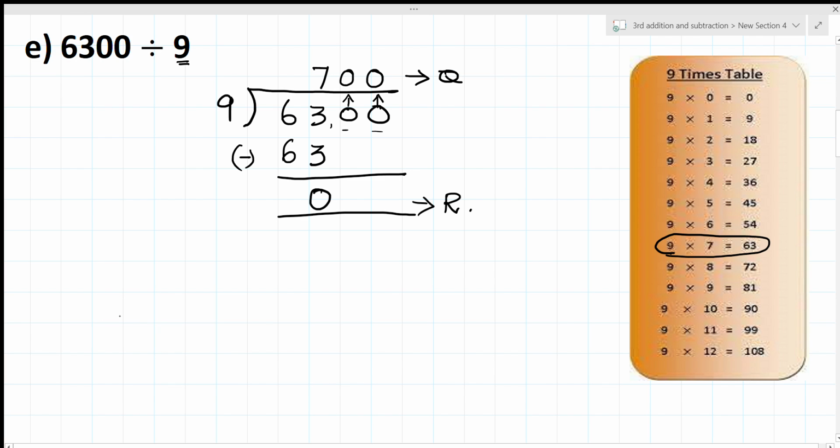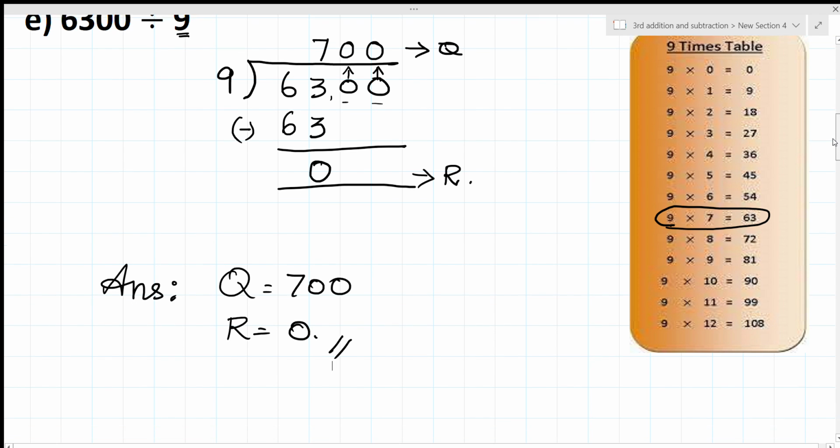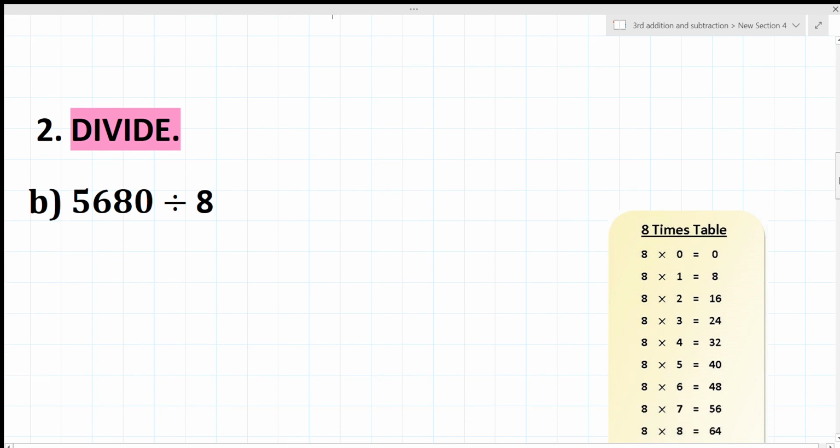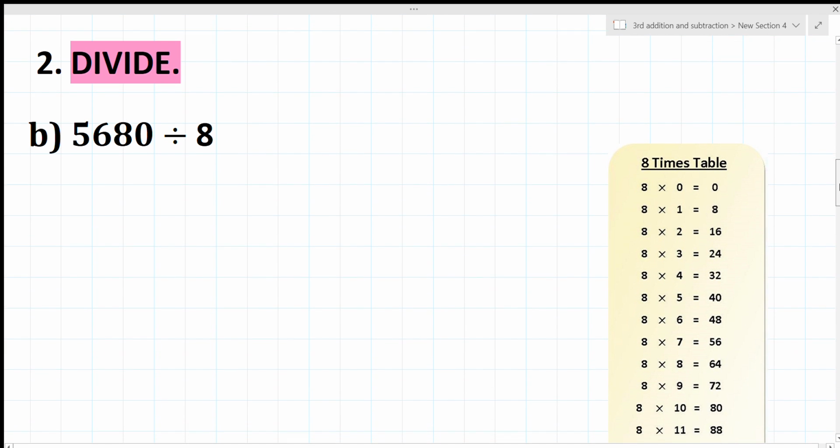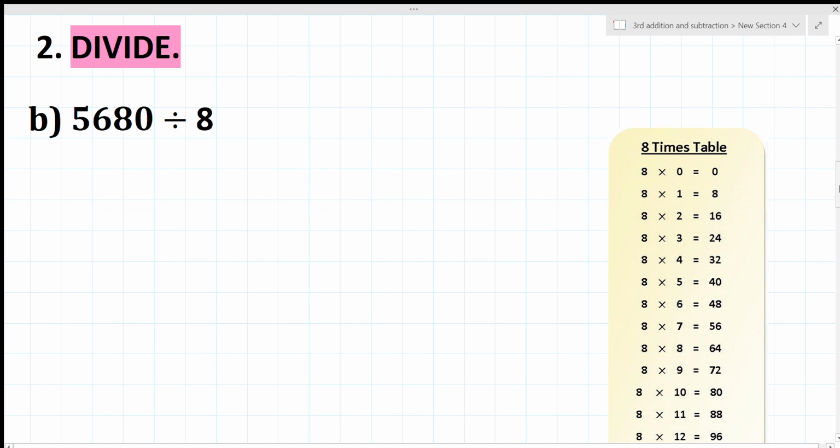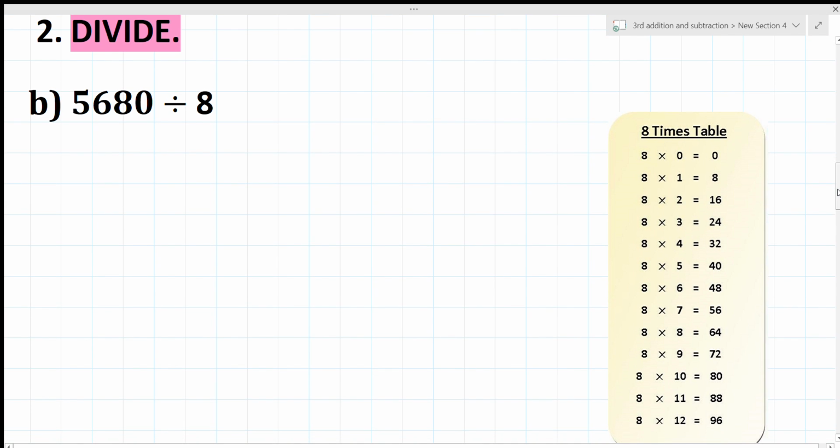So here the answer is quotient equals 700 and the remainder is 0. This is the answer. Shall we move to the next question? Yes, in second Roman letter also we are going to divide the numbers by the given divisor.